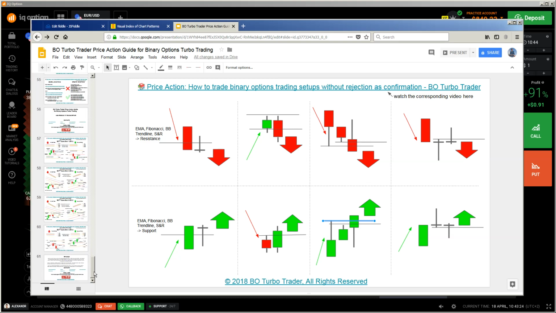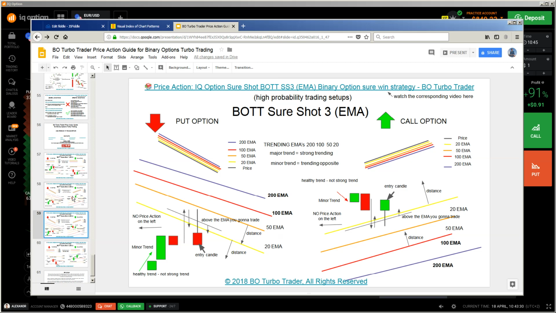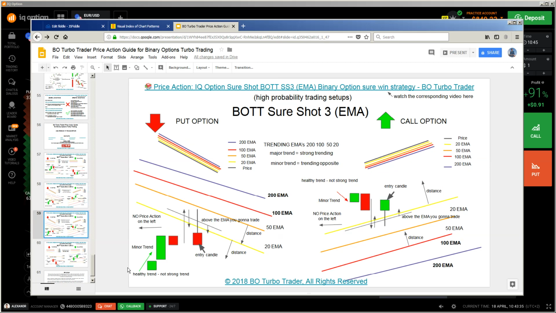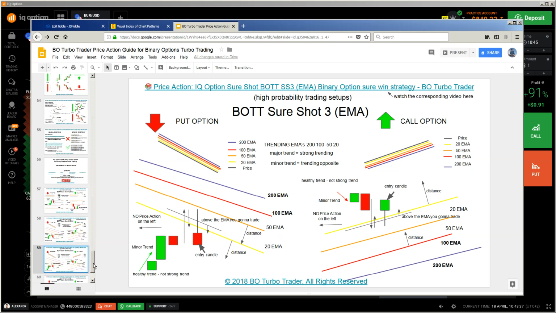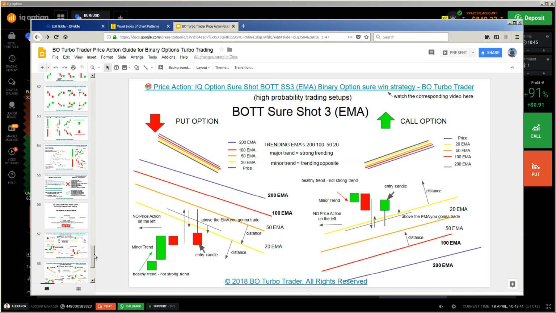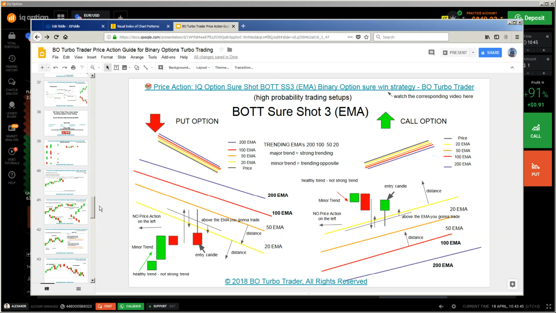If you are interested, you can now watch the video about the Sure Shot 3 and Sure Shot 2, which are based on the EMAs. Those will be a topic when I'm talking about Forex, because this is a reliable setup on Forex too, and I will show you this in the near future.